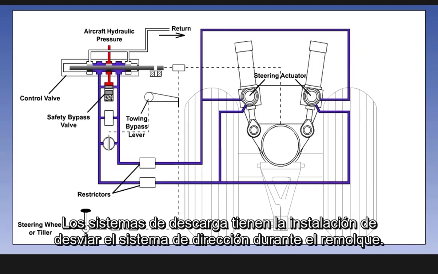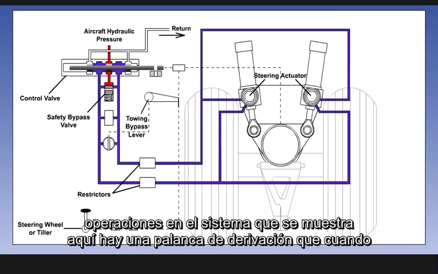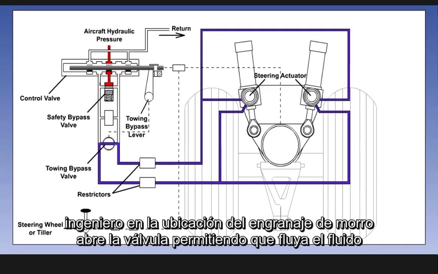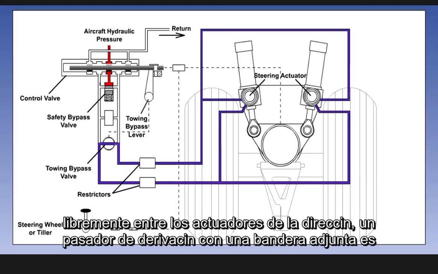Some systems have the facility to bypass the steering system during towing operations. In the system shown here, there is a bypass lever, which, when operated, opens a steering bypass valve. When the lever is operated by a ground engineer at the nose gear location, it opens the valve, allowing fluid to flow freely between the steering actuators.